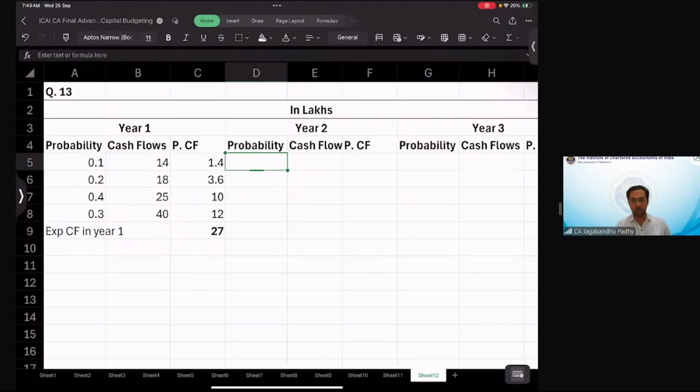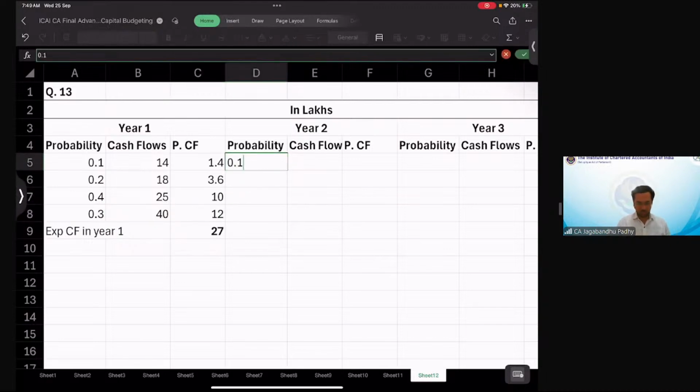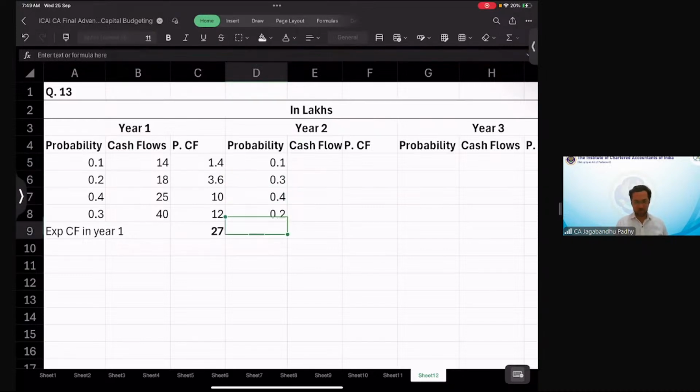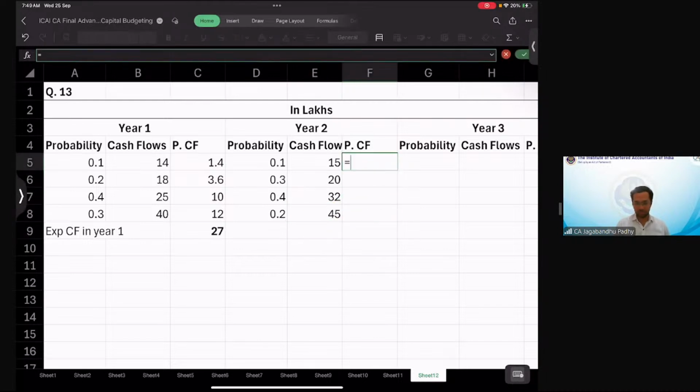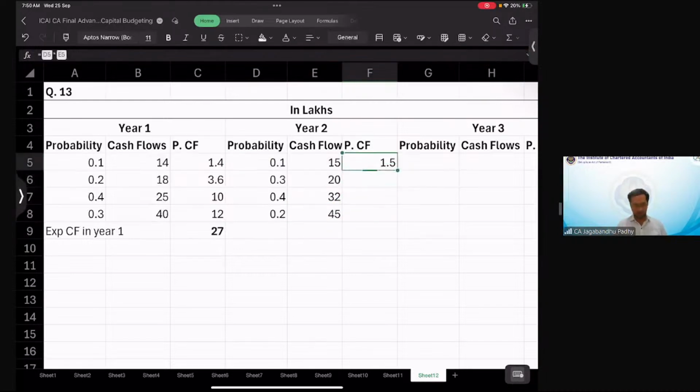Same way, we can get it for year two also. So for year two, it is 0.1, 0.3, 0.4, and 0.2. And the cash flows are 15, 20, 32, 45. So again, we do the same thing, probability multiplied by cash flows, right? Then take a total, 29.3, and 29.3 is the expected cash flow in year two.